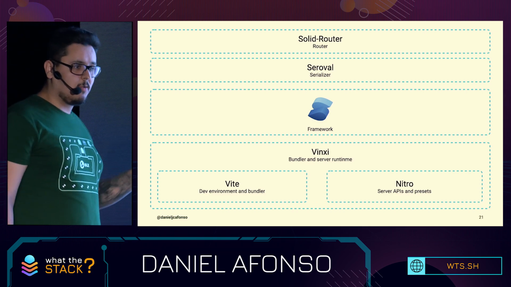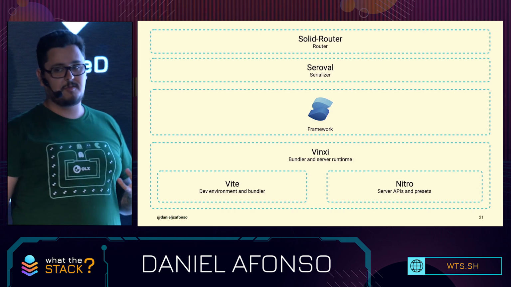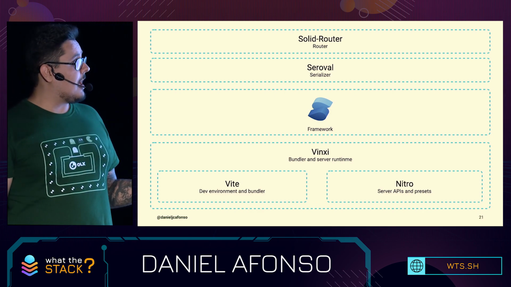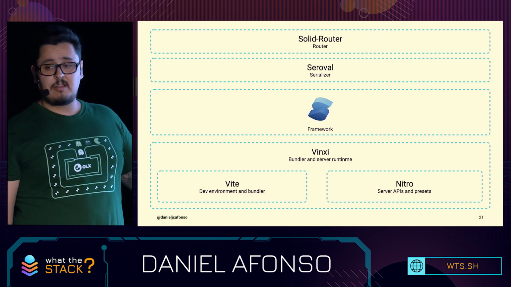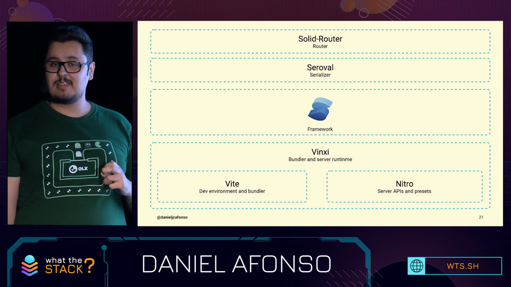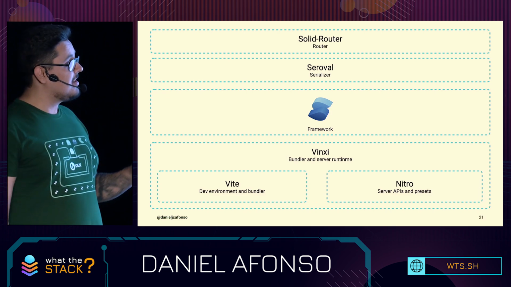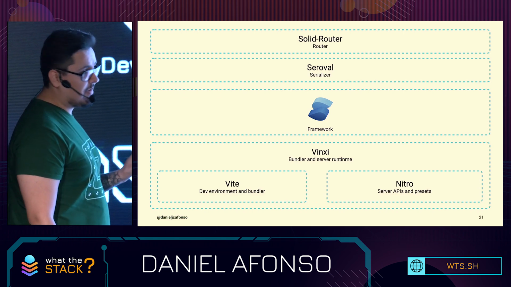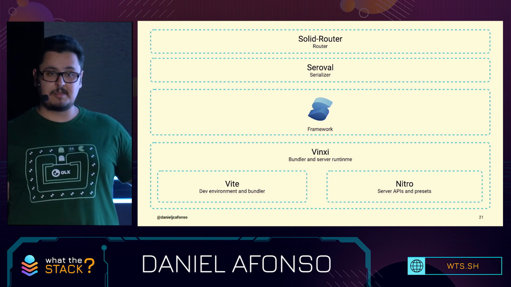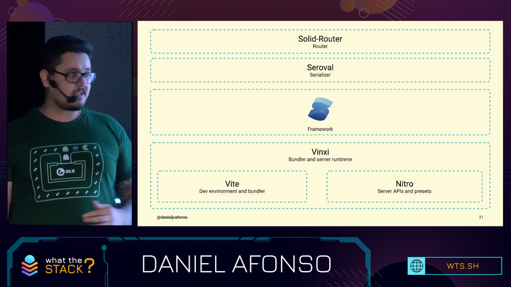But we have Seroval, which is our serializer, which we had to bake on purpose from scratch to do what it allows us to do. I won't be talking about Seroval right now, but Attila also has a very good talk about it and has a cool demo to show it eventually. So if you want, you can talk with him about that. We have the framework, which is Solid. Then we have Vinxi, which is basically a wrapper over Vite and Nitro. So Vite is the bundler, and Nitro is our server runtime.